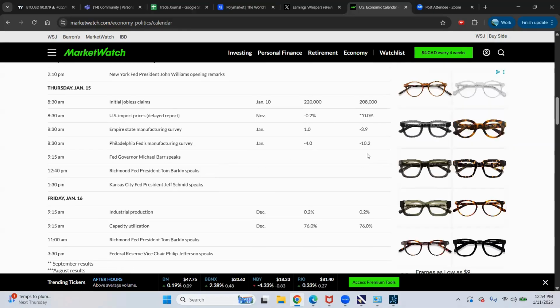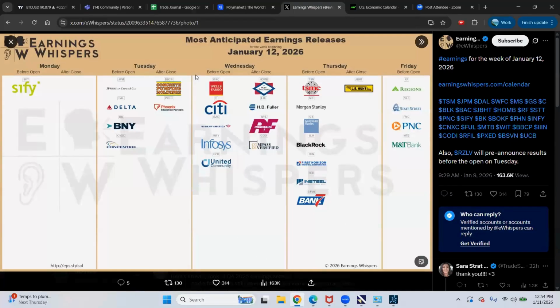Thursday, jobless claims. So again, more volatility could be in store for us for this week. We also have earnings, and we've got Delta on Tuesday, and we've got most of the bank earnings coming up this week. We've got Regions, Citi, Wells Fargo, Bank of America, Morgan Stanley, Goldman Sachs, BlackRock. So these are generally the first ones to report. So bank earnings will be interesting.